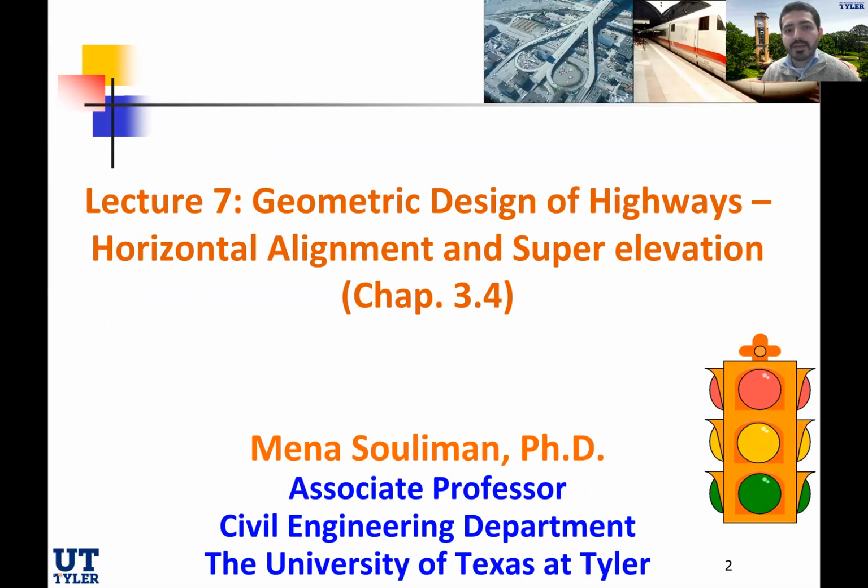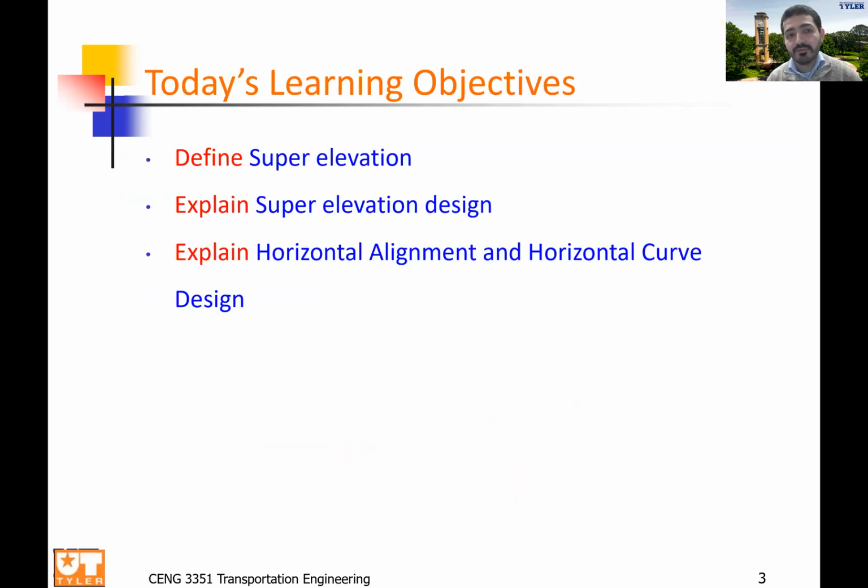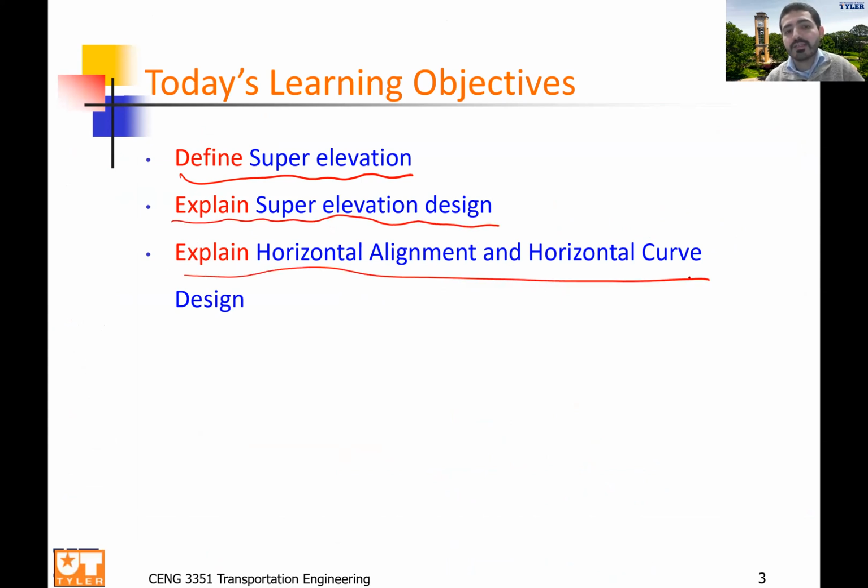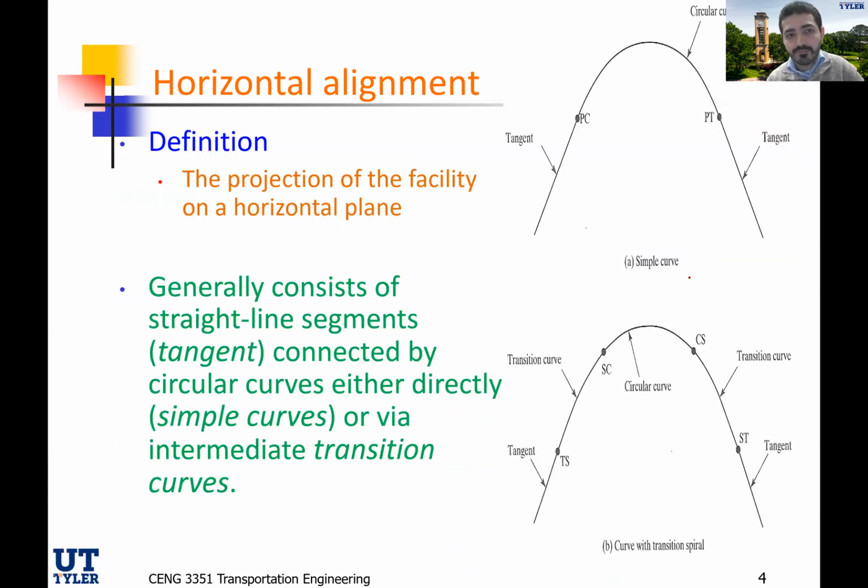All right, welcome back to the last portion of chapter three, and now we will be discussing the geometric design of highways. To be more specific, we will be talking today about the horizontal alignments as well as the concept of super elevation. So today's objective: first, we are trying to define what I mean by super elevation, then explain the super elevation design, and then explain the horizontal alignment and the horizontal curve design equations.